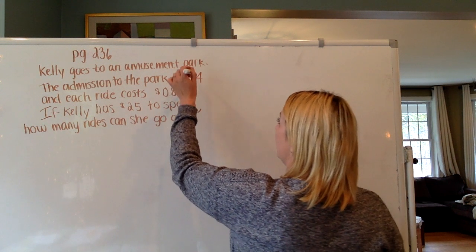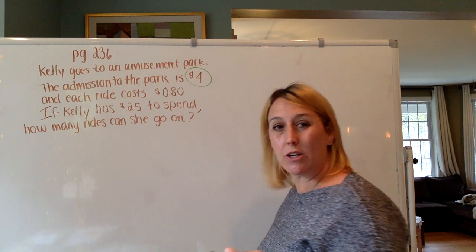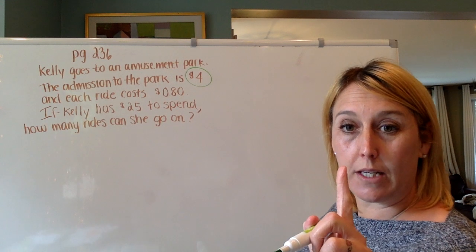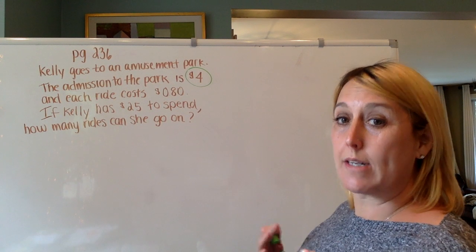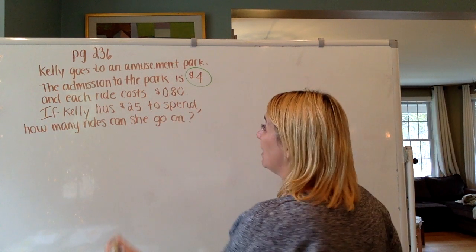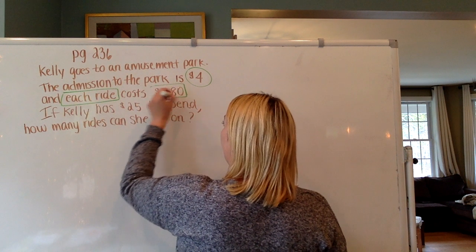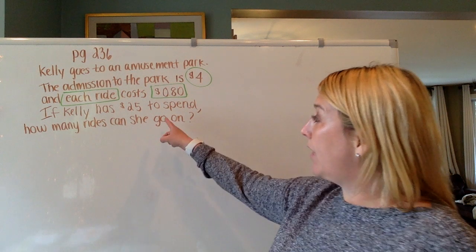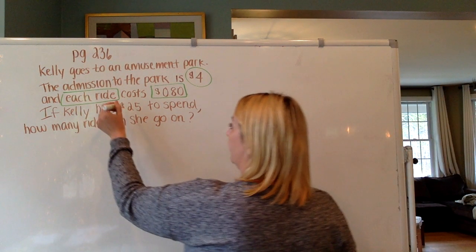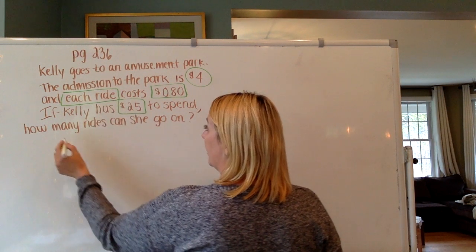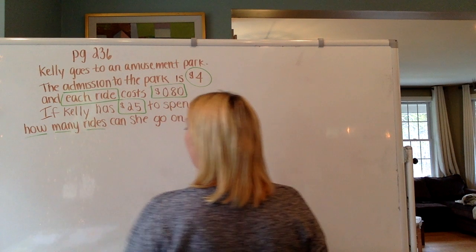So the admission to the park is $4. Remember, that's like your constant because that's a one-time fee. You don't pay it beyond that one time that you go to get in. But each ride costs 80 cents. And if Kelly has $25, how many rides can she go on?